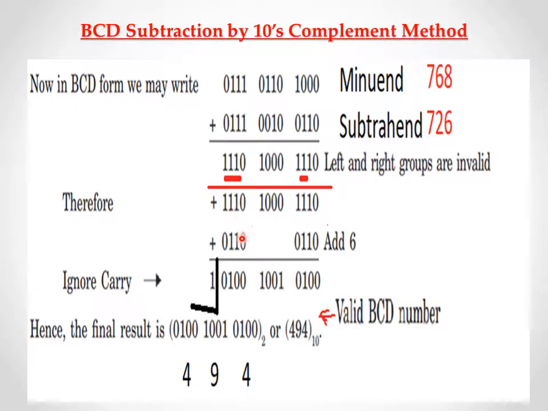Next again starting the addition from this point. 0 plus 0 is 0, 1 plus 1 is 0, carry is forwarded to this position, so triple ones, so sum 1, carry 1, carry is again added with this point. So 1 plus 1 is sum 0, carry is 1. We have to ignore carry in this 10's complement method. So now the answer is 494. It's a valid BCD.